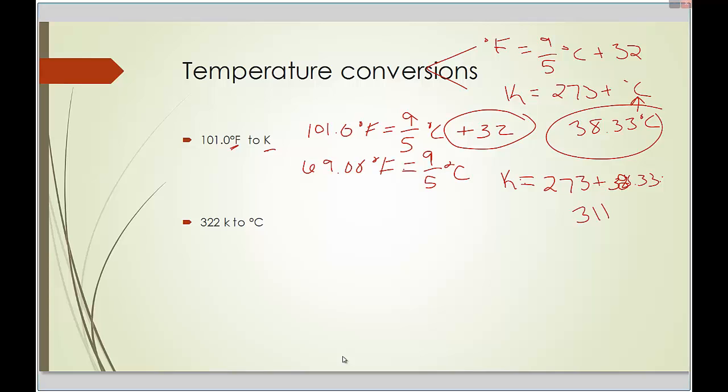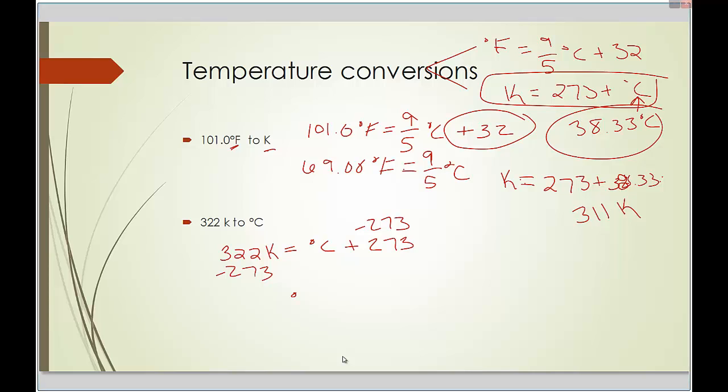And the last problem we're going to do is a really simple one. We're just going from kelvins to degrees Celsius. So we only use this equation here. So 322 kelvins is equal to degrees Celsius plus 273. Notice I say degrees Celsius plus 273, 273 plus degrees Celsius. It doesn't matter what order you have them in because we're adding here. So we're going to subtract 273 from both sides. And that gives us an answer of 49 degrees Celsius. And that is the first part of your review.